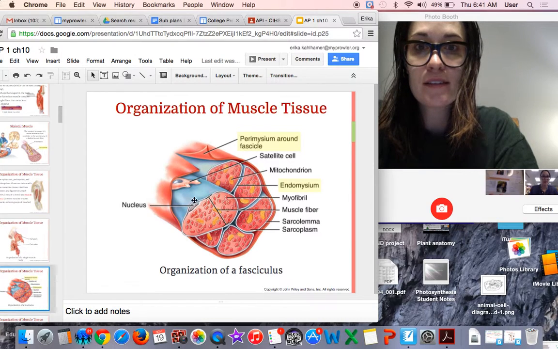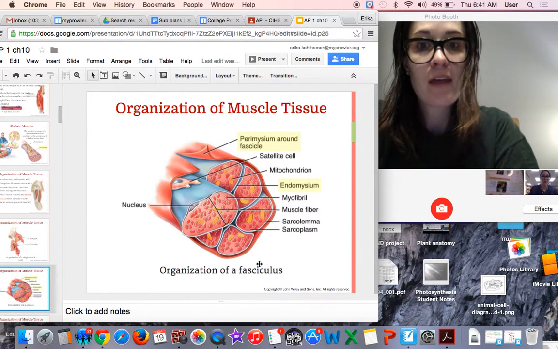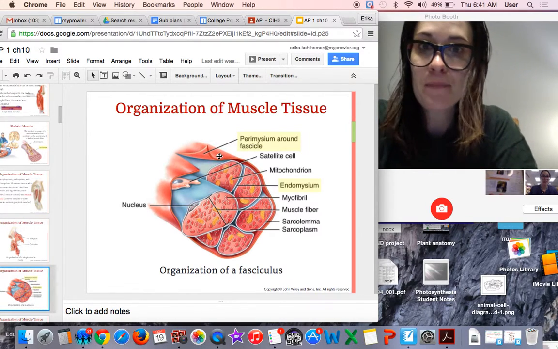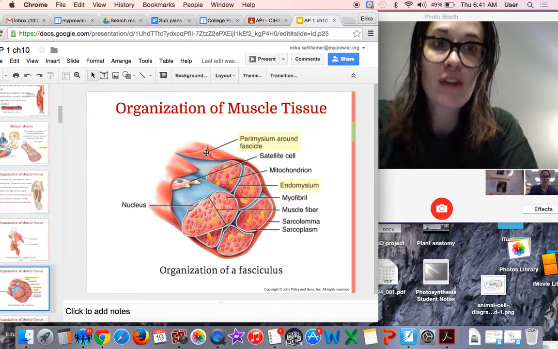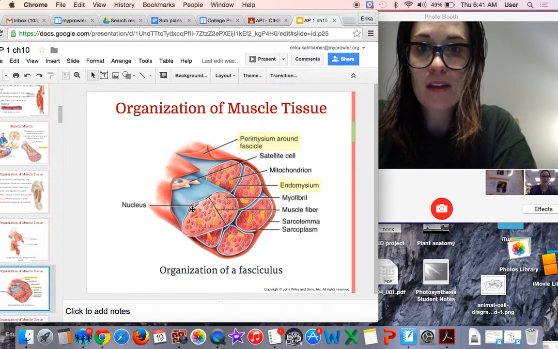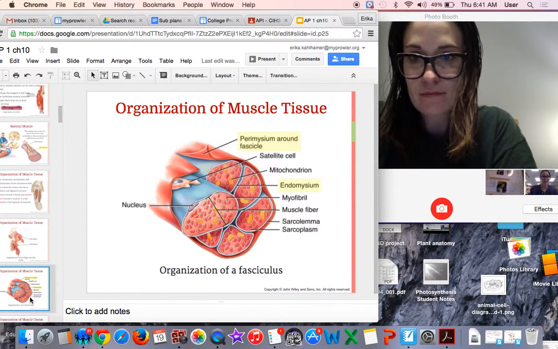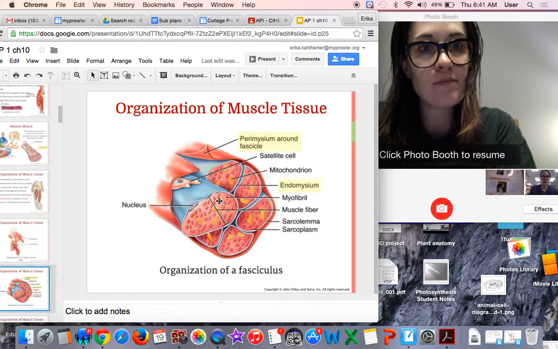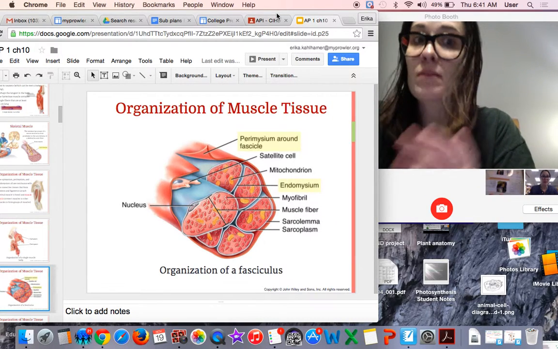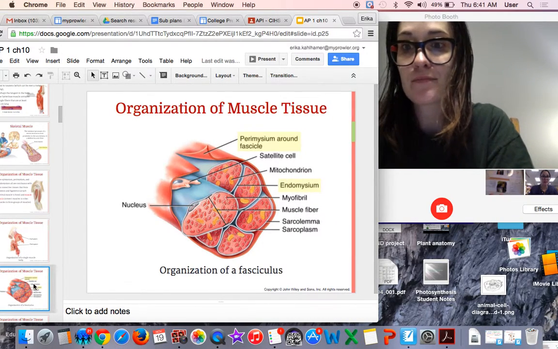Here is a fascicle. A fascicle is a bundle of muscle cells, okay? And this perimysium is around a fascicle. In blue here, this is one muscle cell. And again, you can see the sarcolemma is pointed out. That's the cell membrane. Here's the nucleus. A muscle cell is the same thing as a muscle fiber. So when I say muscle fiber, muscle cell, that is the same thing.